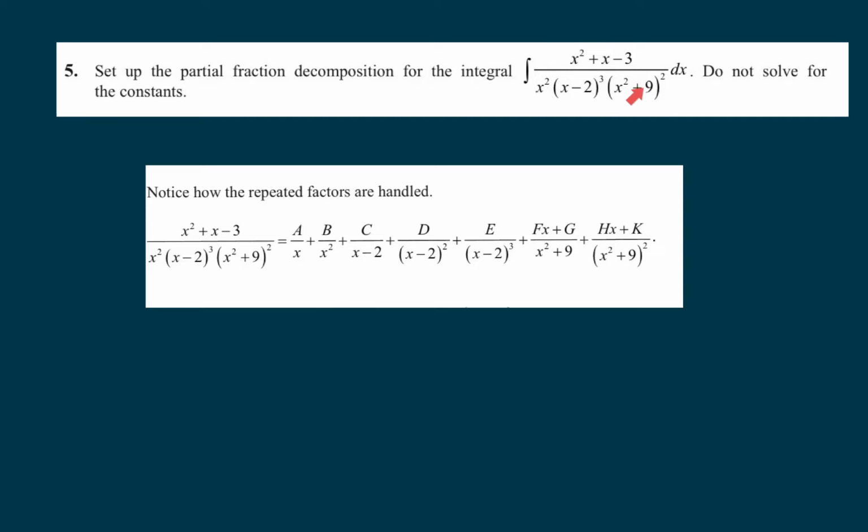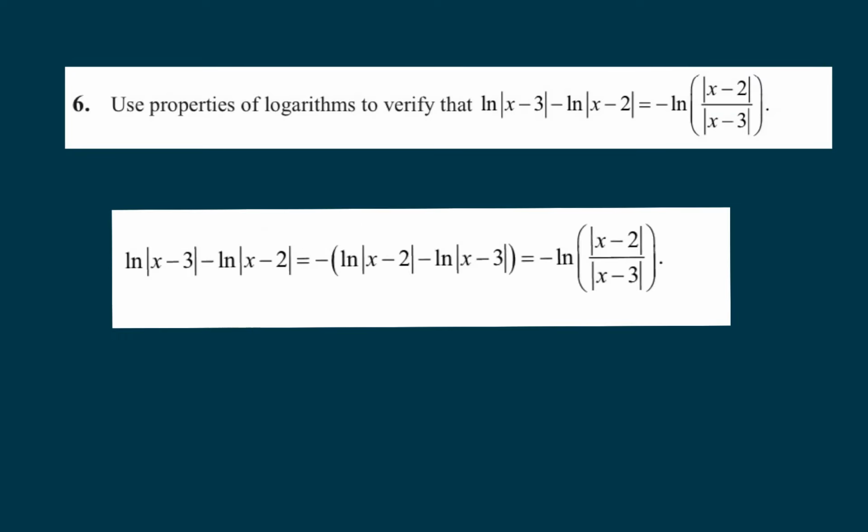The polynomial that you use in the numerator is fx plus g divided by x squared plus 9, plus ax plus k divided by x squared plus 9 squared. And this is a big job to find A, B, C, D, E, F, G, H, K. I will not ask you to do it, but this is the partial fraction decomposition for this integral. Let's go to the next problem.